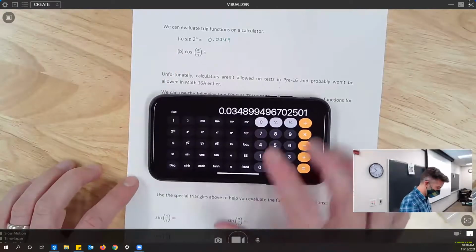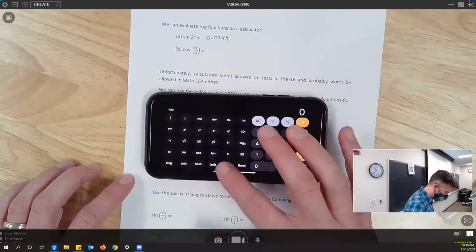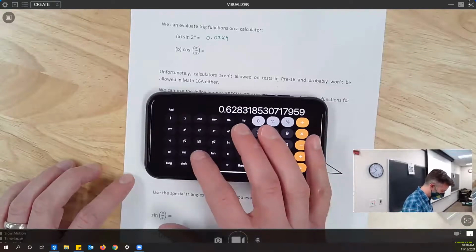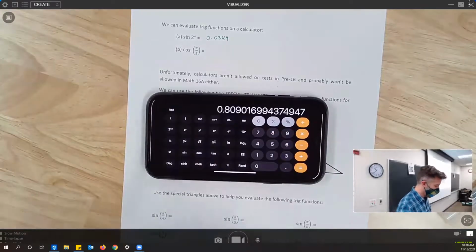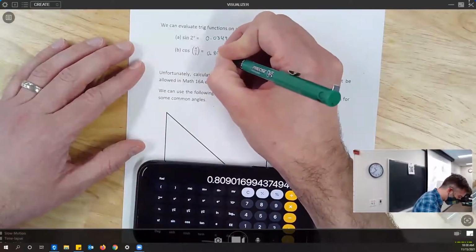On the other hand, if I want to do cosine of pi over 5 radians, just switch to radians. I'm going to clear it out. I'm going to do pi divided by 5. Where's my pi? There it is. Divided by 5. And then I'm going to do cosine of that. I'm going to get 0.809 approximately. Again, these are approximations.